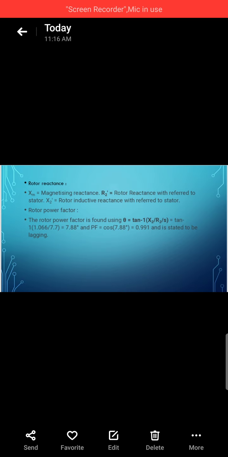Rotor power factor. The rotor power factor is found using theta is equal to tan inverse of X2 by R2 by S, which is equal to tan inverse of 1.066 by 7.72, which is equal to 7.88 degrees, and PF is equal to cos of 7.88, which is equal to 0.991, and it is stated to be lagging.